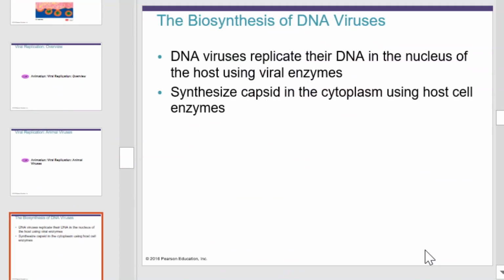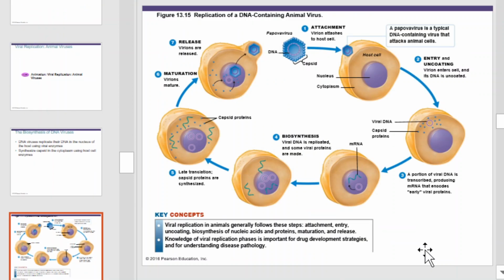Biosynthesis of DNA viruses. DNA viruses replicate their DNA in the nucleus of the host using viral enzymes. They synthesize a capsid in the cytoplasm using the host cell enzymes. Unfortunately, for all cells infected with viruses, they lack the ability to detect foreign versus self-DNA, and any DNA present in the cell will be expressed. This is an example of the replication of DNA in an animal cell with an animal virus.